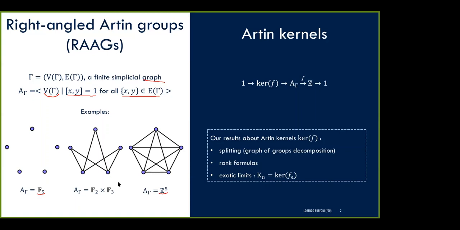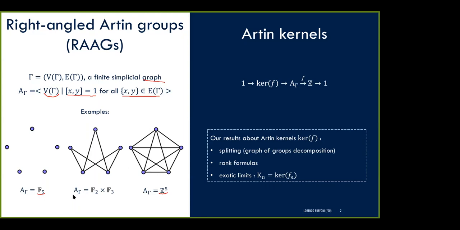One of the biggest features of the theory, I mean, the reason why I really like the theory of RAAGs, is that the algebraic properties of the group can often be detected just by looking at the graph. So there's a fruitful interplay between the geometry of the graph and the algebra of the group.